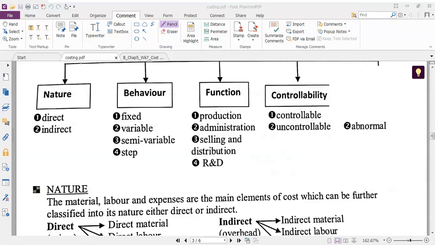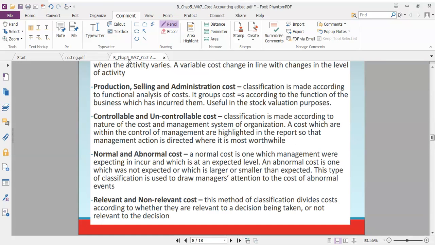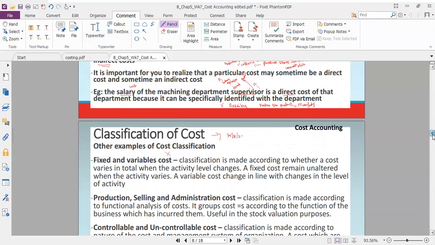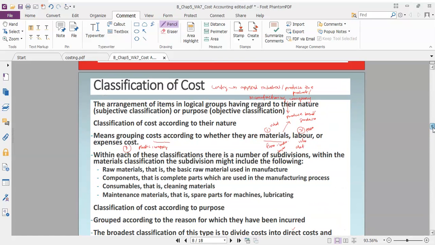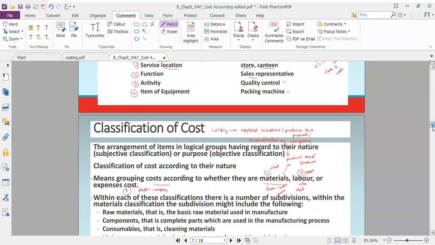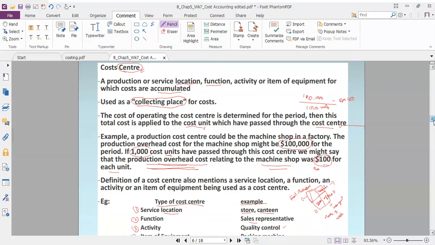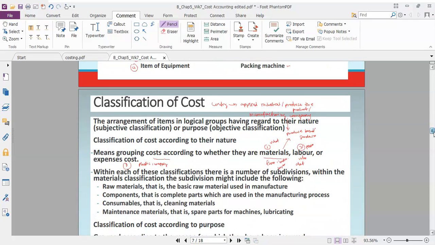Alright, okay. So let's proceed first, okay? Look at last week, we discussed until the classification of cost, right? You already know what is costing, what is the cost unit, what is the example of the cost unit, what is cost center, what is the example of cost center.